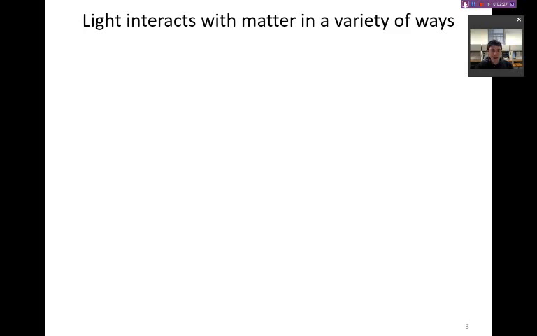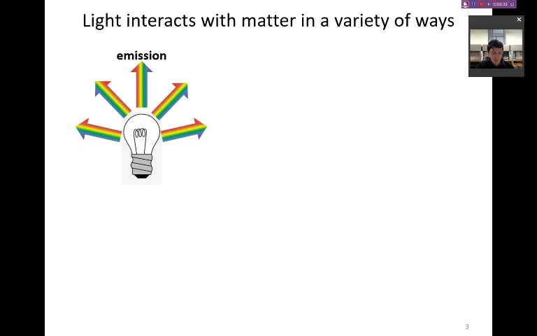So light can interact with matter in a variety of different ways. I mentioned briefly emission. This is where you have a light source that is giving off its own light. What happens here is the material, as it gives off light, goes from high energy to low energy. So this occurs when you have a light bulb. If you look at fluorescent lights up at the ceiling, or neon lights on the street corner, these are all examples of emission. These are all sources of light.